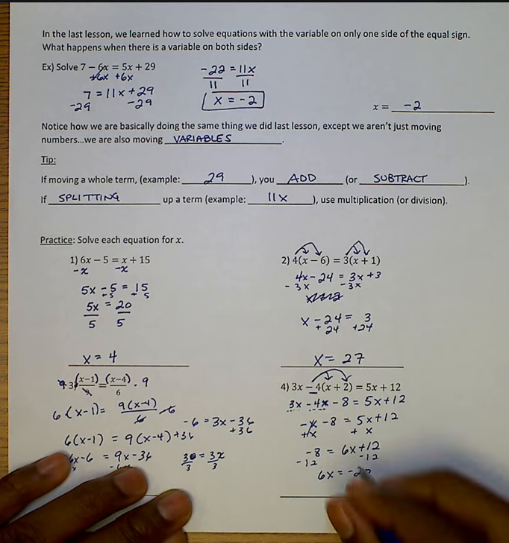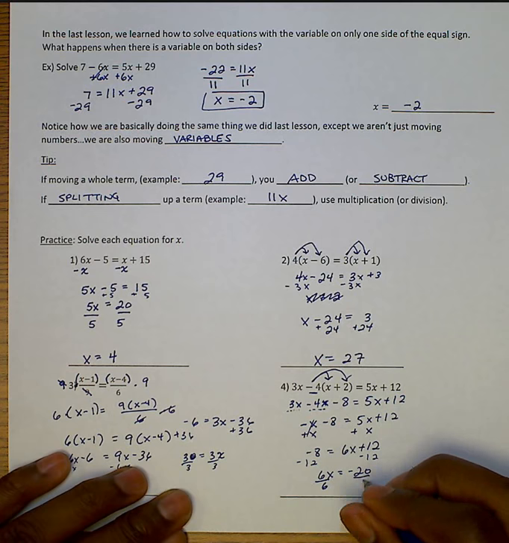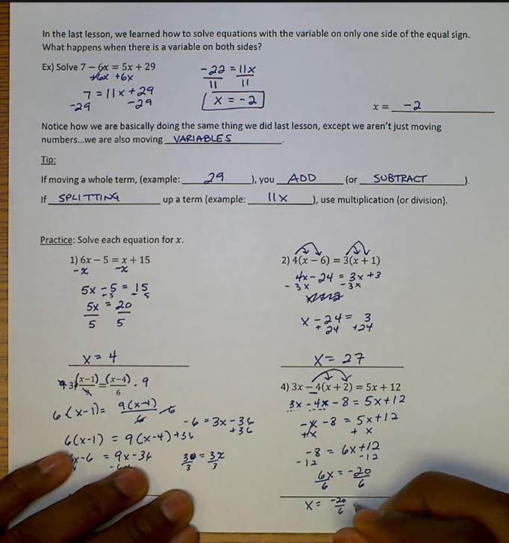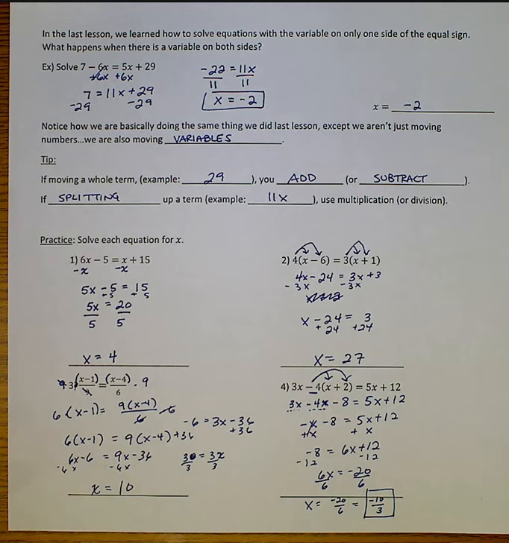And then I'm going to divide both sides by 6. And so I have x equals negative 20 over 6. Divide that by 2, I get negative 10 over 3. And that's as simple as I can get. So x equals negative 10 over 3. Always try to simplify your fraction.